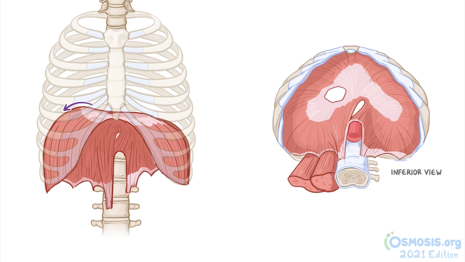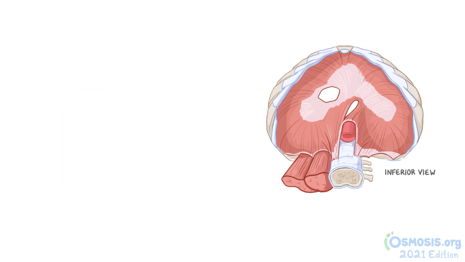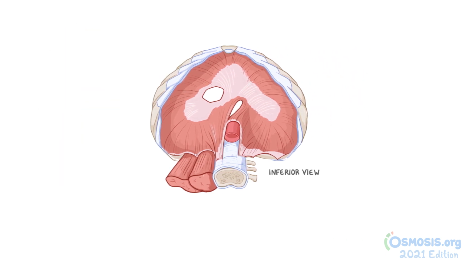It curves superiorly into right and left domes. It has a mobile central portion known as the central tendon and a peripheral muscular portion that is fixed to the bones, cartilages, and ligaments of the thoracic cage. The periphery of the diaphragm can be divided into three parts depending on its specific attachment points.